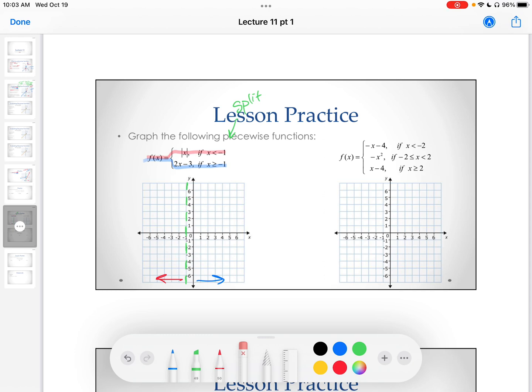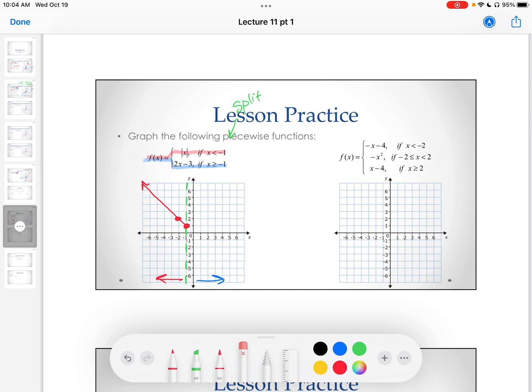Okay, so your red function is the absolute value of x. Remember, that is our v function. Okay, absolute value gives us our v function. And I need this to be on the left side. So all I really need is this piece over here. Absolute value is only on the left side.